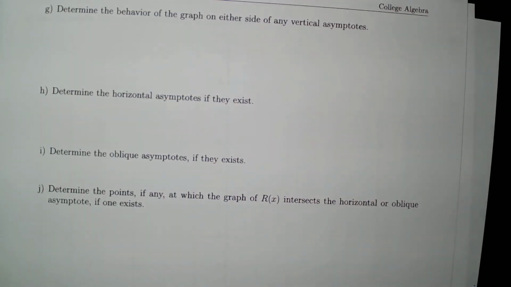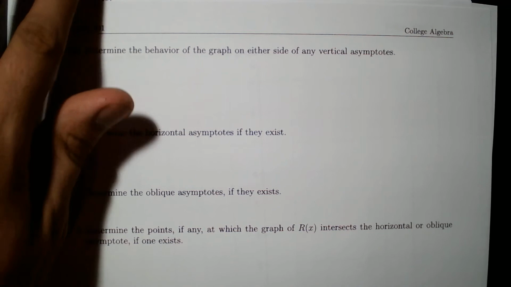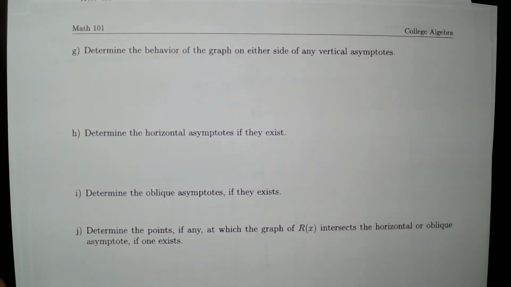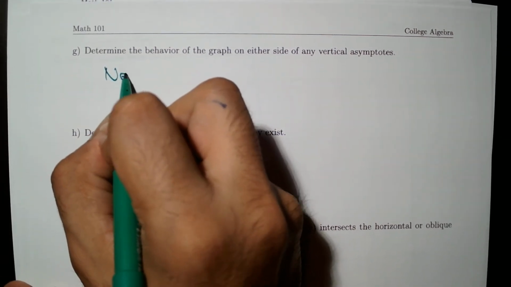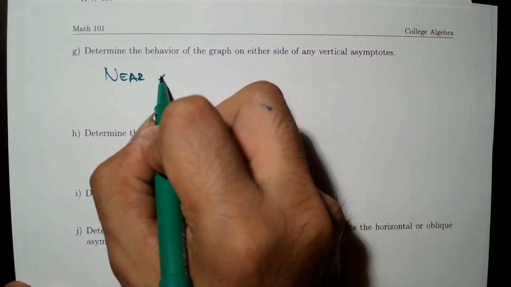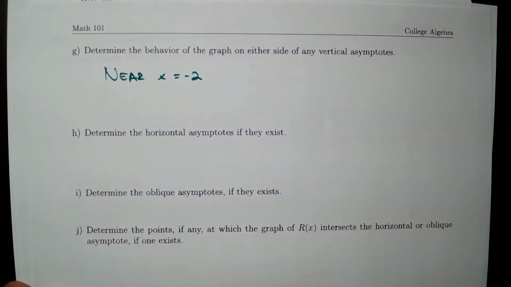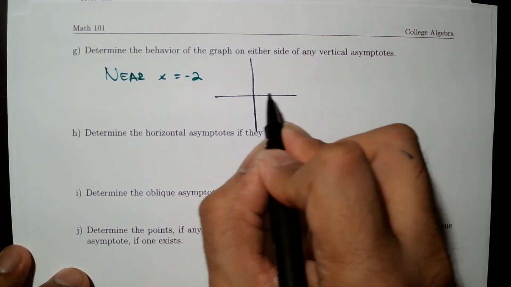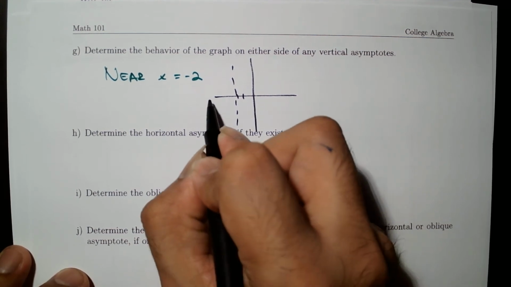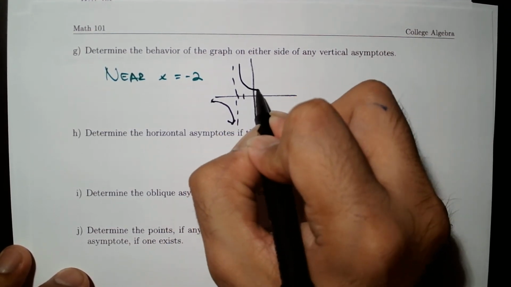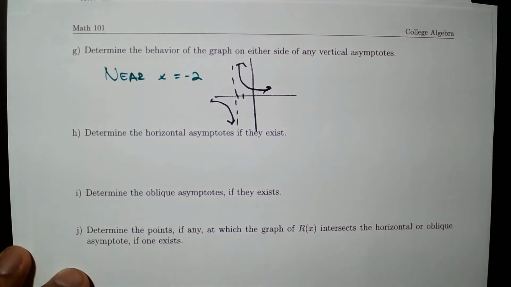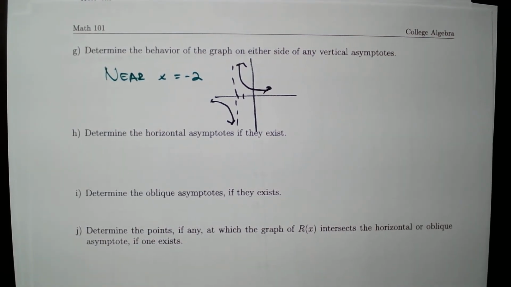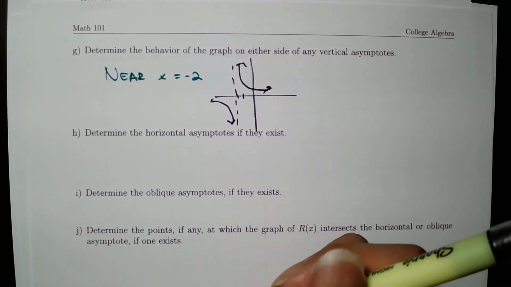Determine the behavior on either side of any vertical asymptote. So we have the vertical asymptote x equals negative 2. And notice the order of the vertical asymptote x equals negative 2. It's order 1. So it's going to look like this. All right, it's going to look like that.